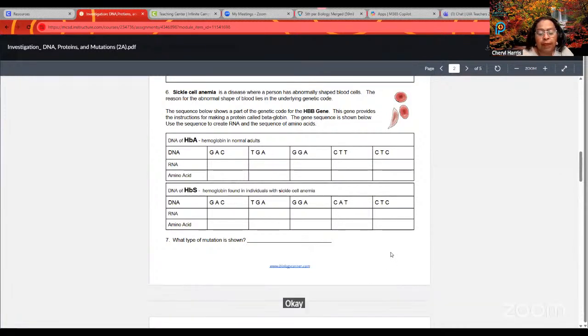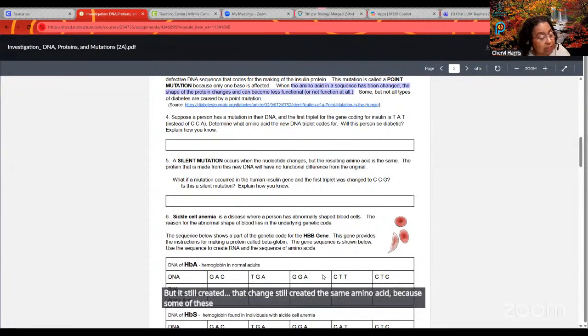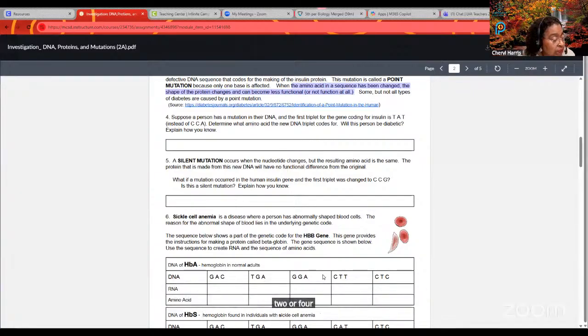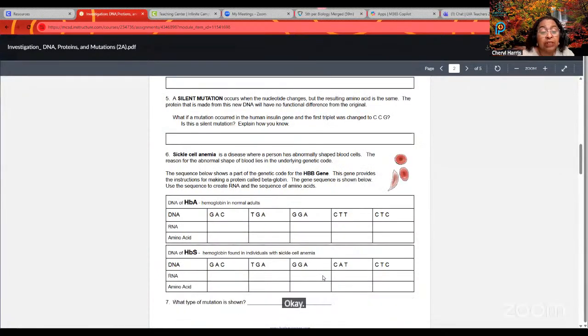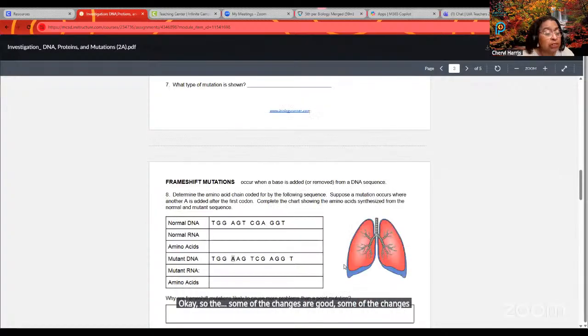Okay, again, a silent mutation is where there's a definite change in the nucleotide, but that change still created the same amino acid, because some of these amino acids have 2 or 4 ways that you can write the codon to get that same amino acid. So some of the changes are good, some of the changes are detrimental.